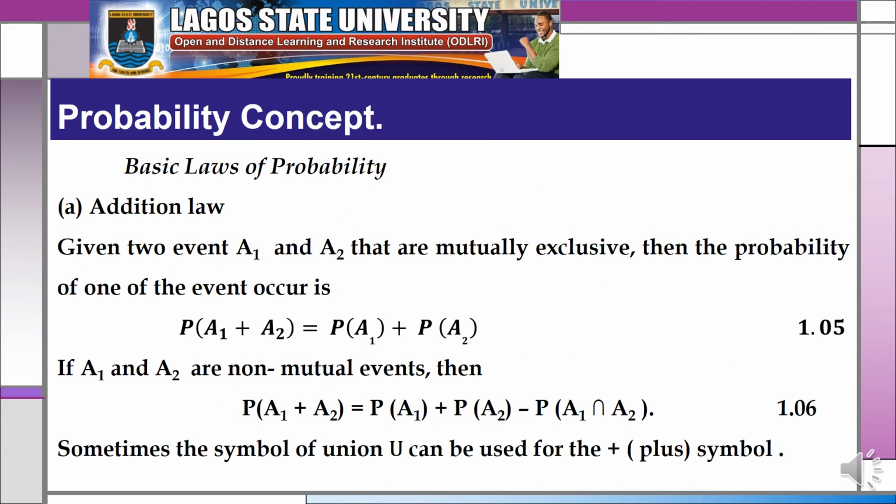A basic law of addition. P(A1 plus A2) is the same as P(A1) plus P(A2), where A1 and A2 are mutually exclusive events. If A1 and A2 are non-mutually exclusive, then P(A1 plus A2) is P(A1) plus P(A2) minus P(A1 intersection A2).